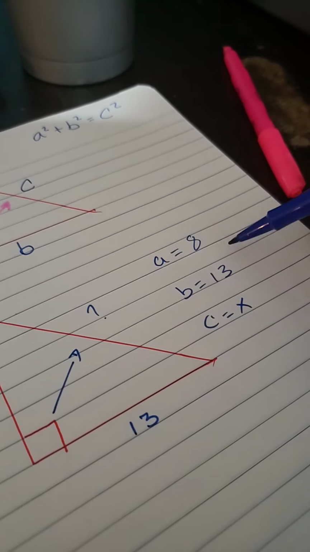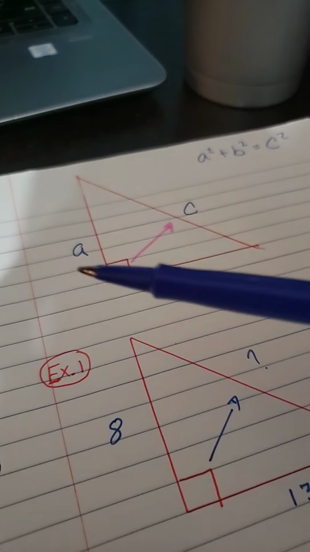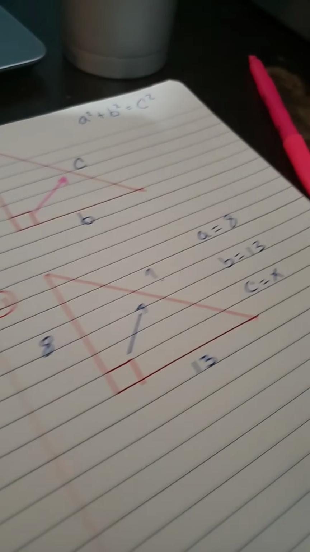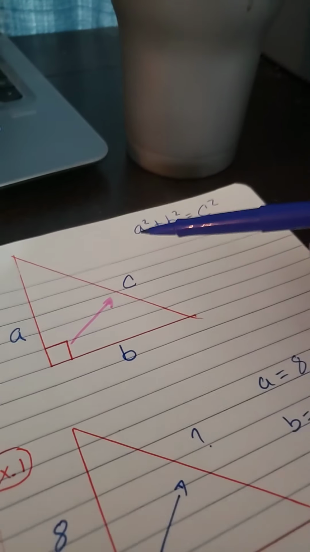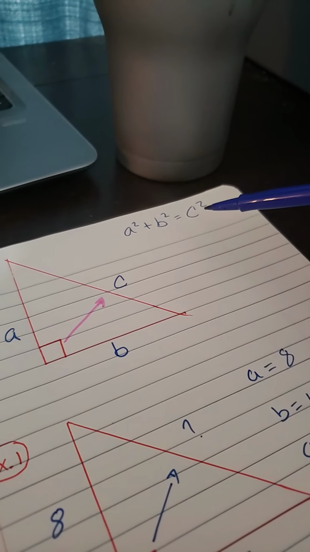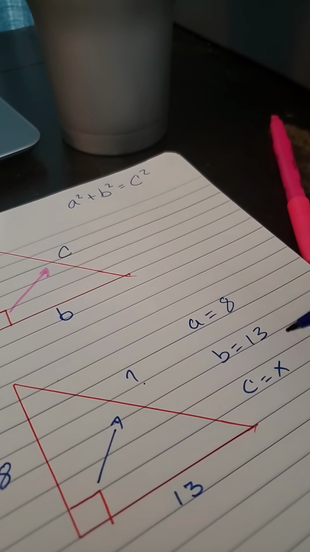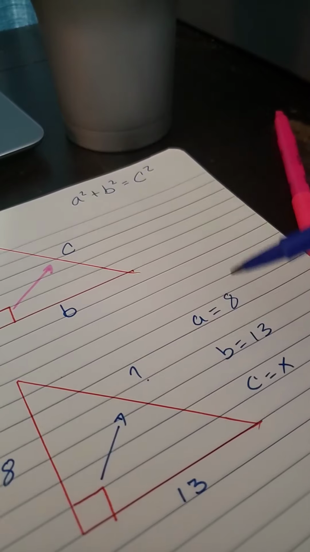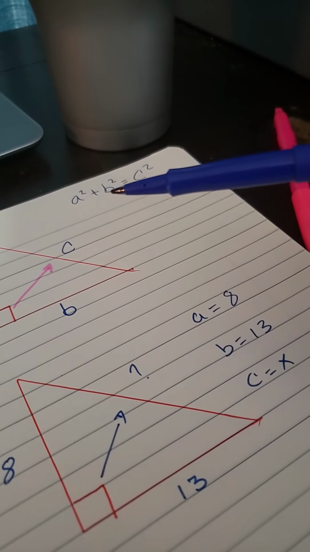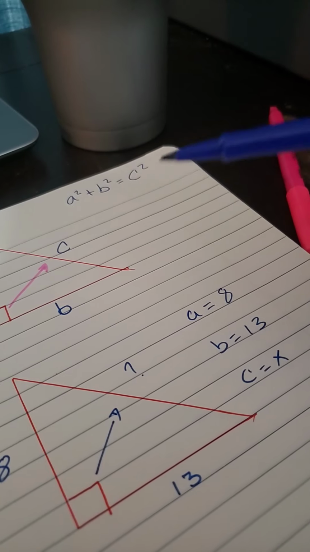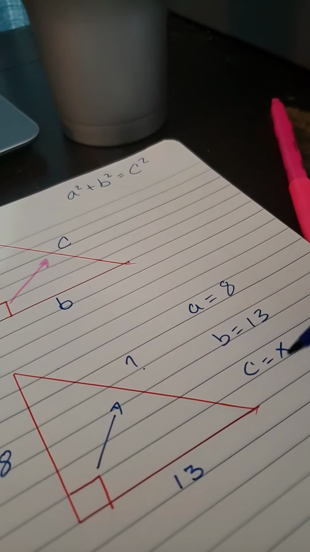Okay, so remember, those two don't matter. You can switch these two. But just for the sake of the problem, let's keep everything organized, right? Once you're done with that, now we're going to follow the formula. The formula is a squared plus b squared equals c squared. But instead of writing the letters, I'm going to write these numbers down. Instead of writing a squared, I'm going to replace it with 8 squared. Instead of writing b squared, I'm going to replace it with 13 squared. And instead of writing c squared, I'm going to replace it with x squared.